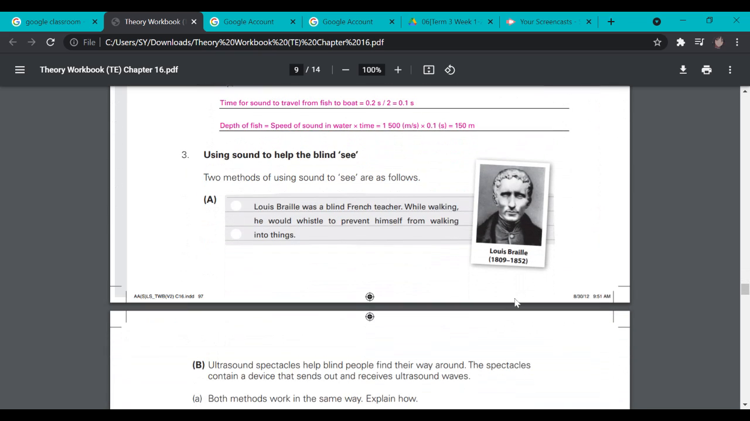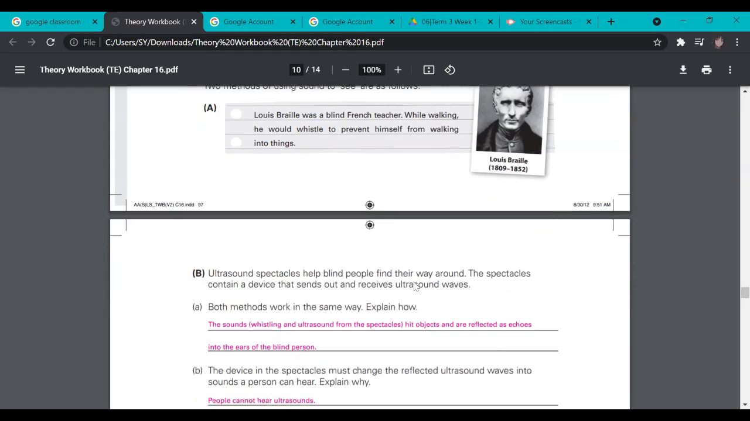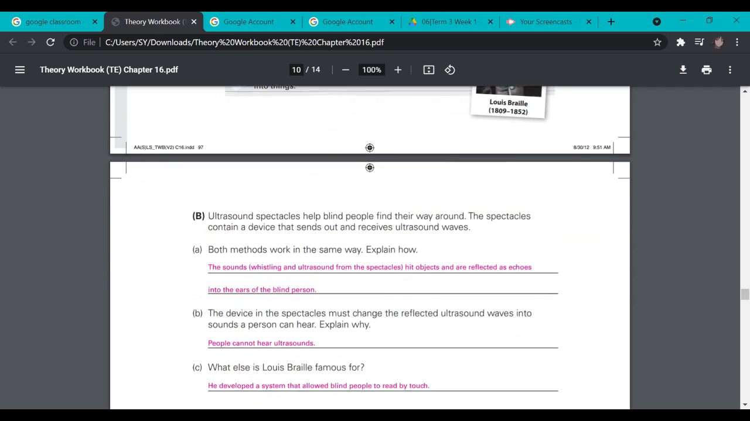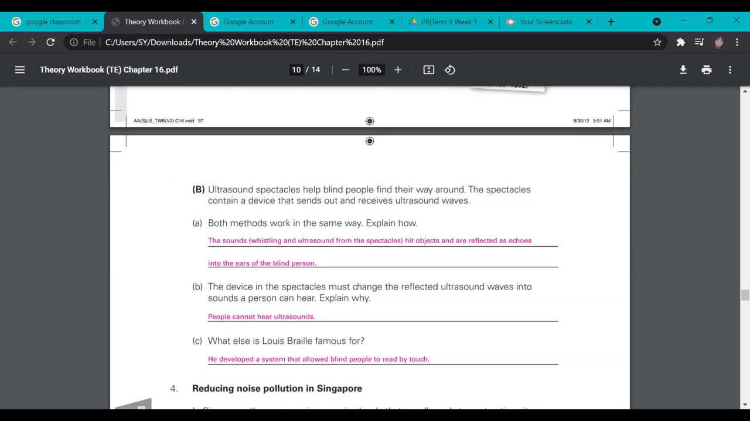Okay, now question 3. So using sound to help the blind see. Two methods of using sound to see are as follows. So you can read for yourself part A and part B. Now they ask you about the two methods. Both methods work in the same way. Explain how. What happens is that these two methods use whistling and ultrasound from the spectacles. They will hit objects and are reflected as echoes into the ears of the blind person. So there's reflection from the echo, and then we are able to hear it, into the ears of the blind person.